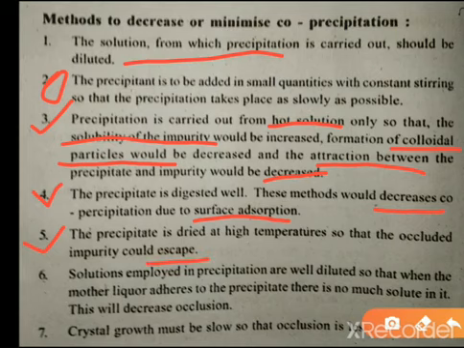And then the sixth one is that solutions employed in precipitation are well diluted. So the solution should be very dilute. If it is in the highly diluted form, then when the mother liquor adheres to the precipitate, there is not much solute in it. So this will decrease occlusion. Occlusion is also avoided if you do the precipitation in dilute condition.